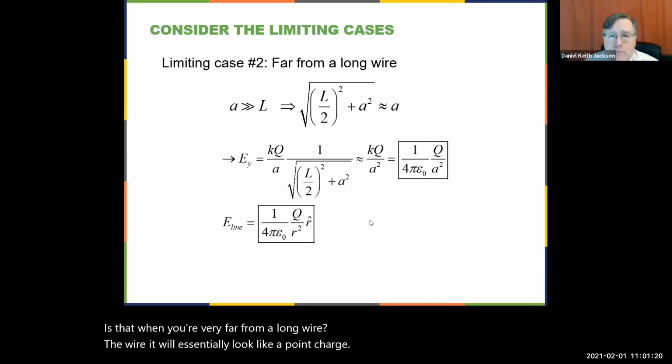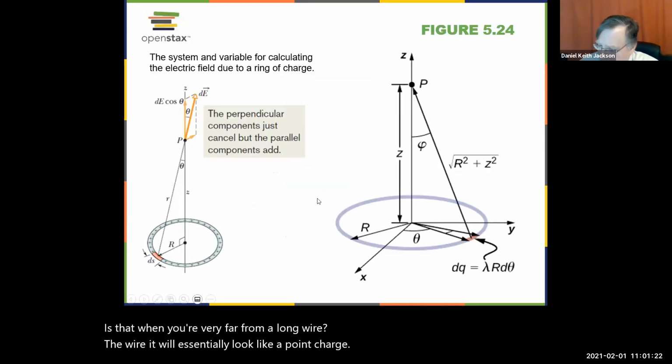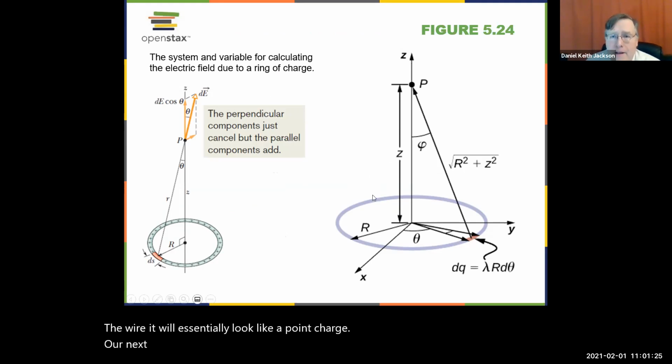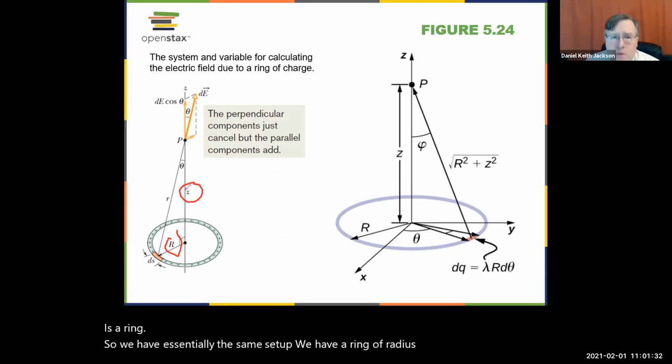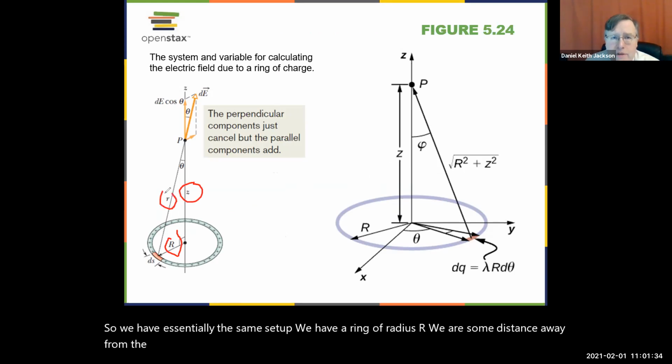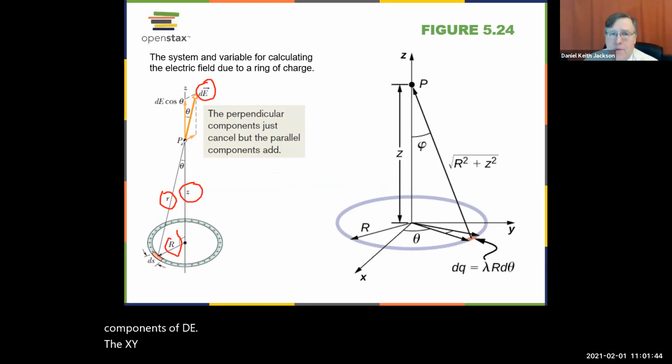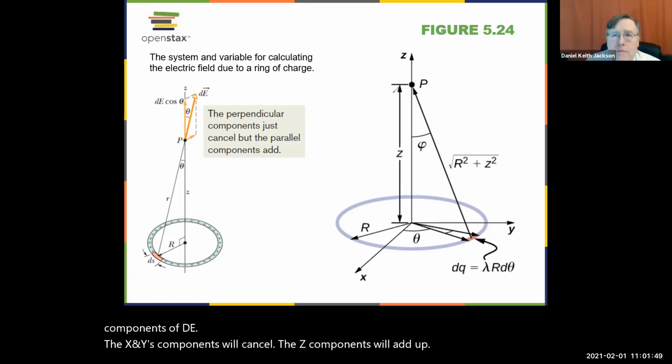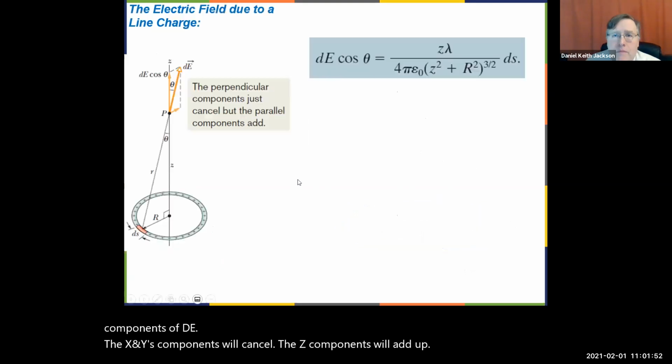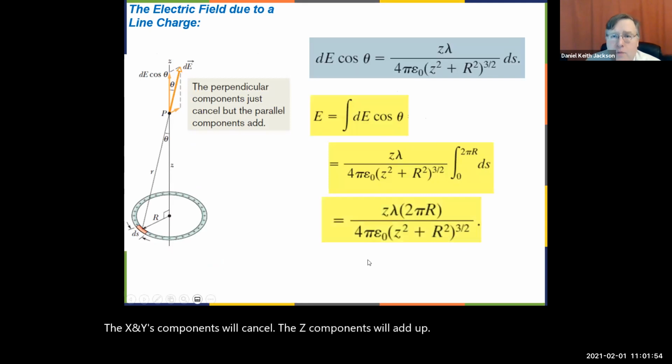Our next case is a ring. We have essentially the same setup: a ring of radius r, and we're some distance away from it. We set up our distance little r, which is the square root of z squared plus r squared. We create our components of dE. The x and y components will cancel. The z components will add.